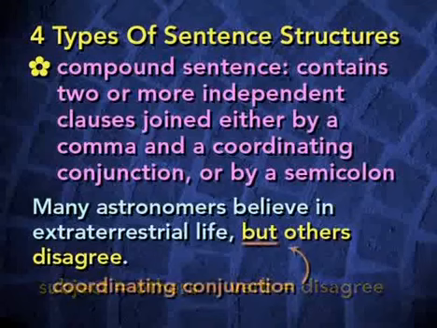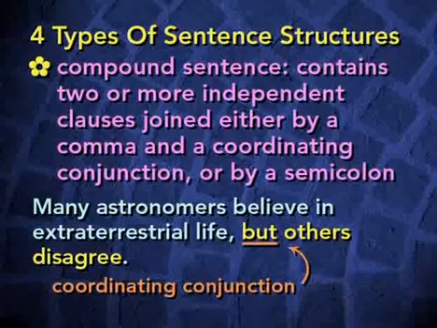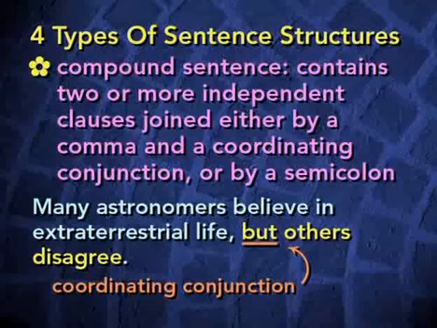How did he do it? By using a comma and the coordinating conjunction but. Putting that comma and the word but in there makes it easy to connect the two clauses to form one sentence, namely a compound sentence, because it's made up of two independent clauses.